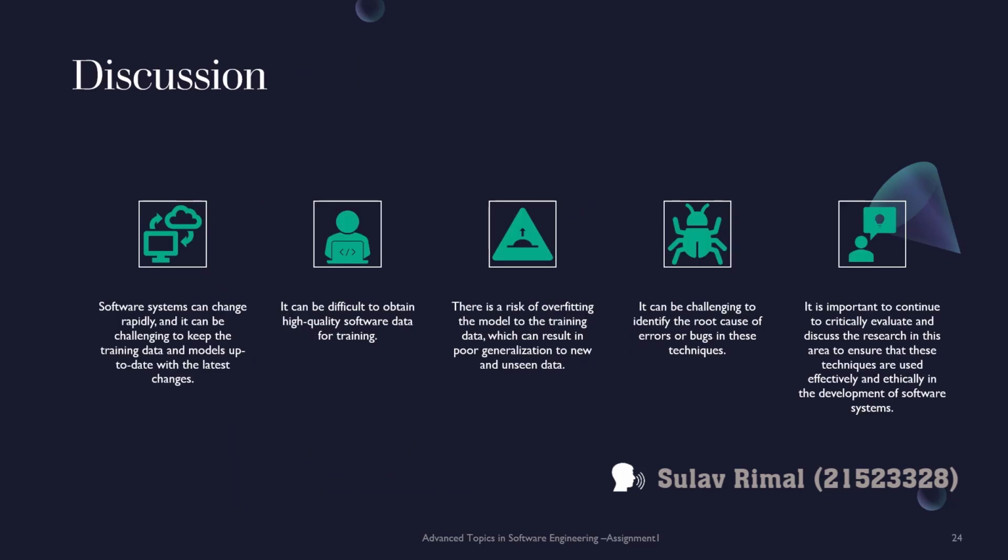We're going to talk about a few things that we can discuss, like software systems are changing rapidly day by day, so we need to get updated with it. It is difficult to obtain high quality data for our training. There is always a risk of overfitting the model. It's really hard to find the root cause of all, and it's important to critically evaluate and discuss the research.